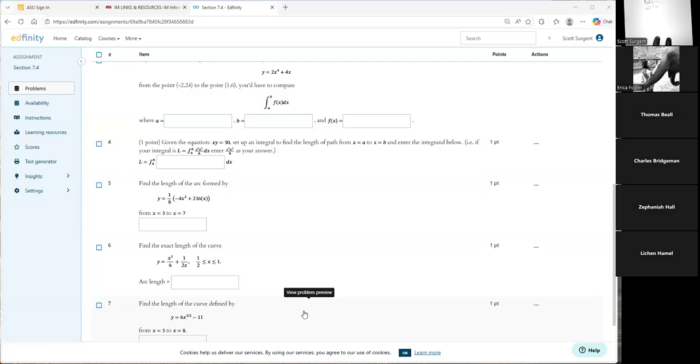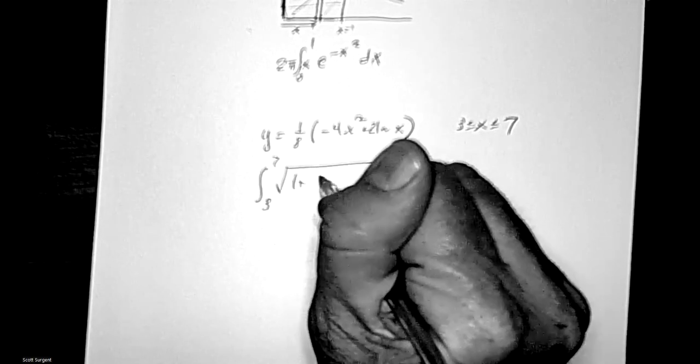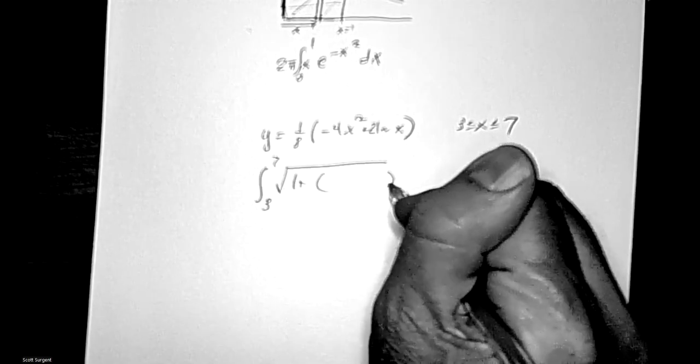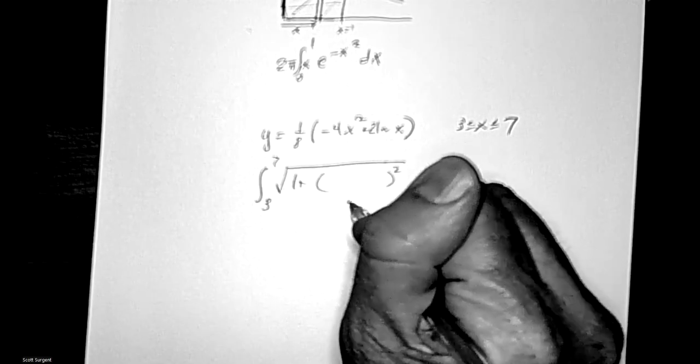Seven, four, number 5: find the length of the arc formed by the function y equals 1/8 times negative 4x squared plus 2 natural log x, from 3 to 7. All right, so the general formula is the integral of the square root of 1 plus the derivative squared.